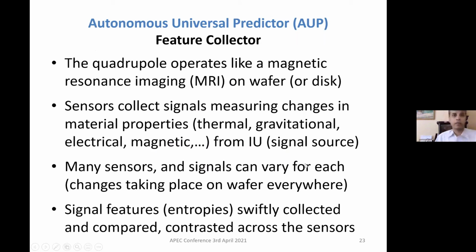Okay, so it says here that the quadrupole operates. This is the feature collector portion. The quadrupole operates like a magnetic resonance imaging, an MRI, on a wafer or a disc. So if you think about it, what we got here is an MRI in a sense. But what we're doing is, instead of putting a human body in there, we got a lump of material. Well, it's not a lump of material. It's a substrate where it could be something that's highly electropositive, and then you got something out on the as a conductor that's highly electronegative. And then in between you could have something that's like a gate.